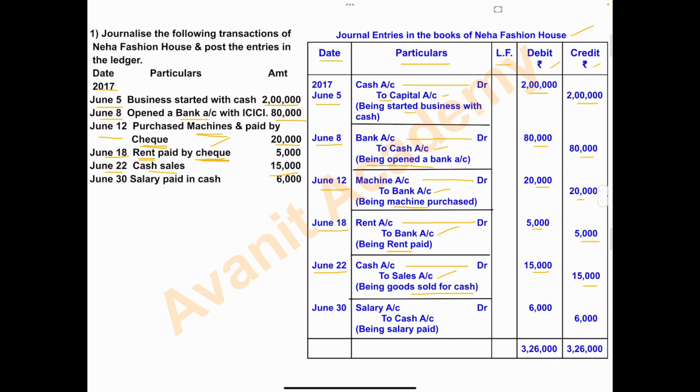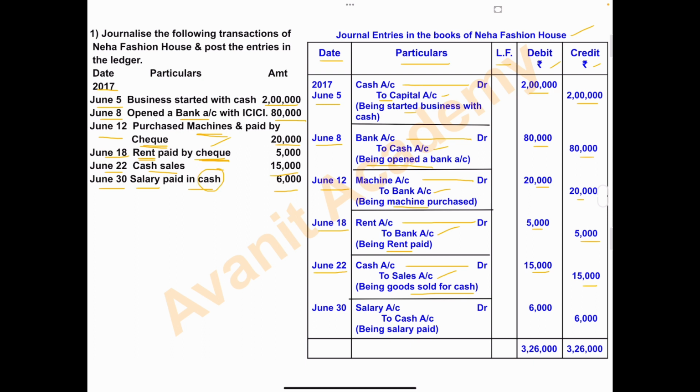And the last entry on 30th, salary paid in cash, rupees 6,000. Salary paid to workers is an expense of the business. So salary account is an expense. By paying the salary to the workers or employees, it has increased the expenses of the business. So salary account is to be debited, and the salary is paid in cash.